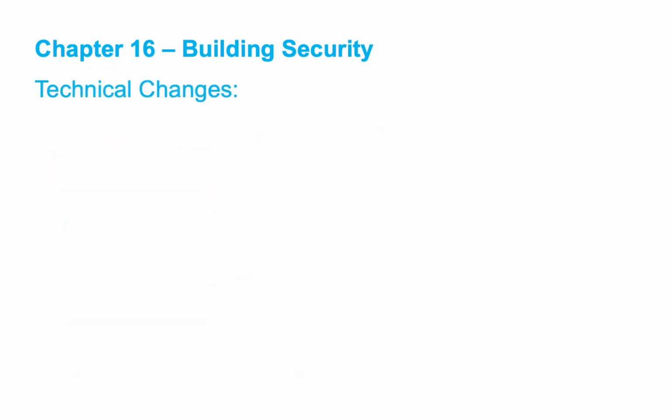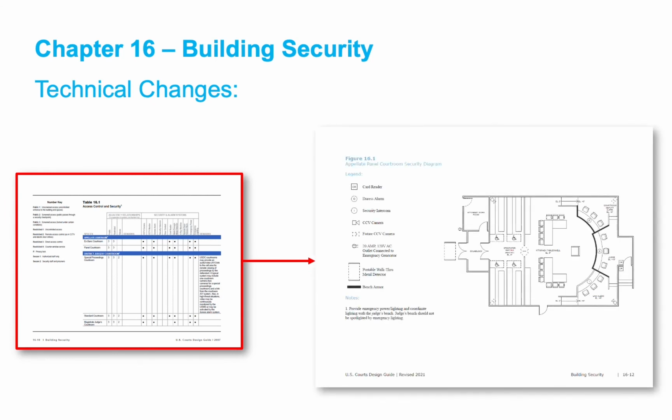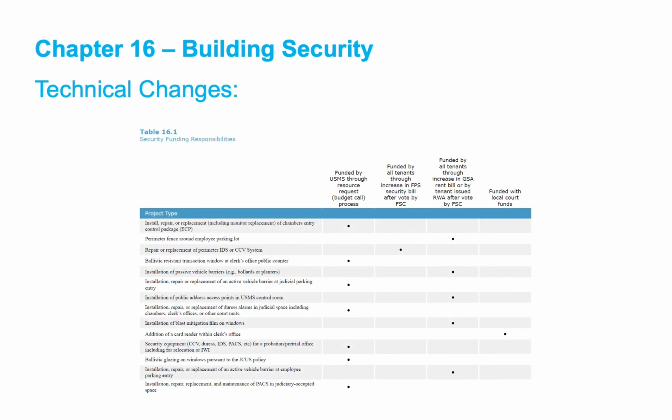Table 16.1 in the 2007 design guide has been replaced with figures 16.1 through 16.6. These diagrams outline the location of security devices within the courtroom. Other information regarding security devices and equipment has been included on room datasheets. A new Table 16.1 has been included to outline funding responsibilities for security projects.